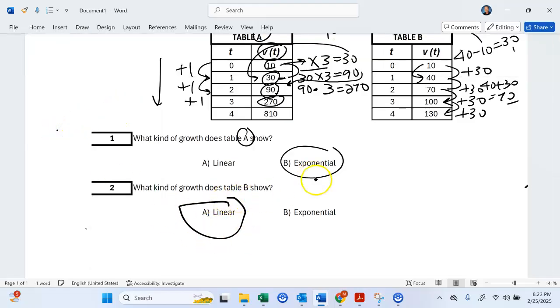So that means it's linear if you add every time. So exponential is multiplication.